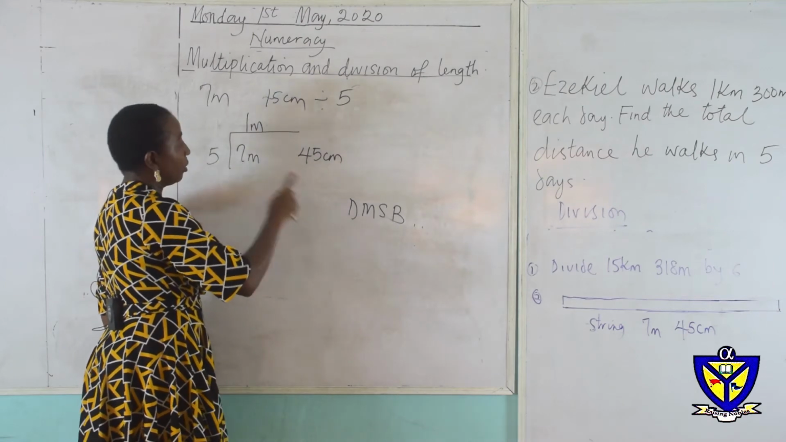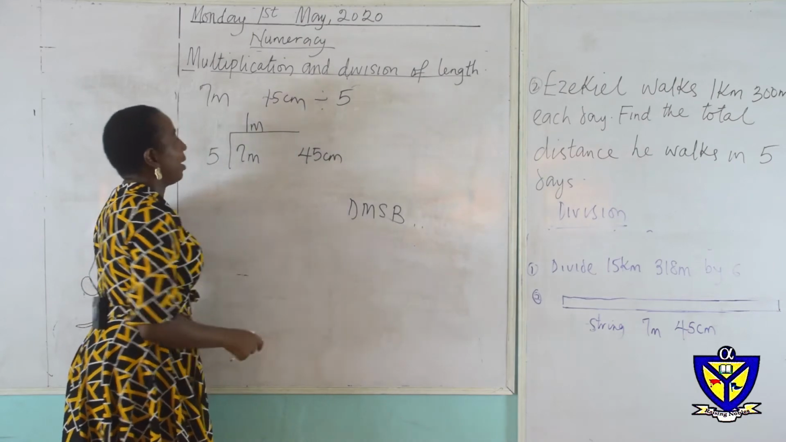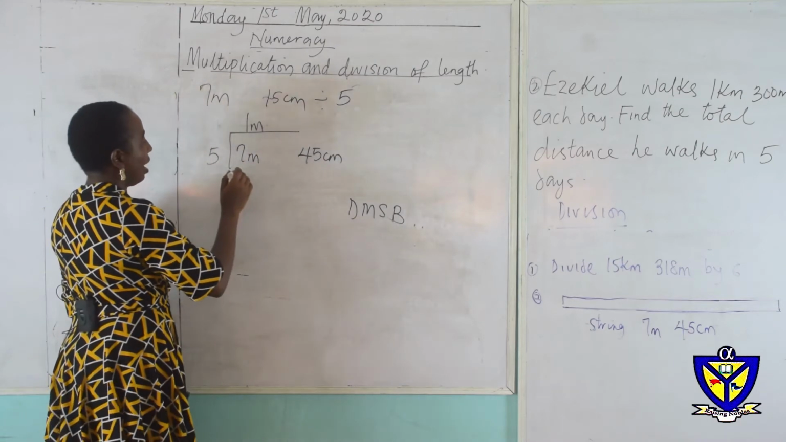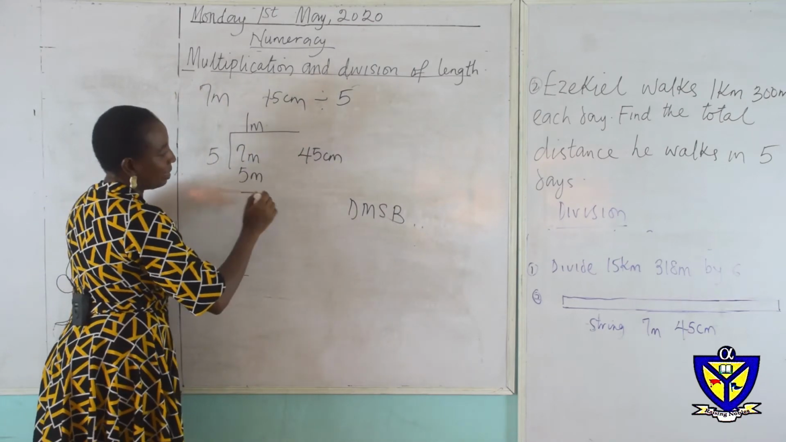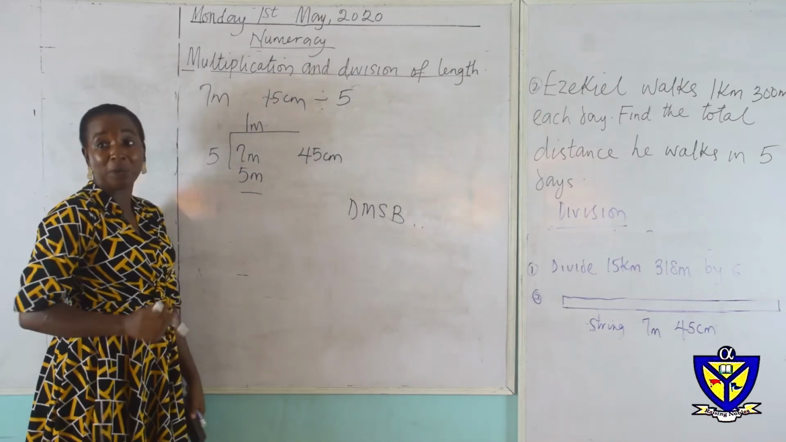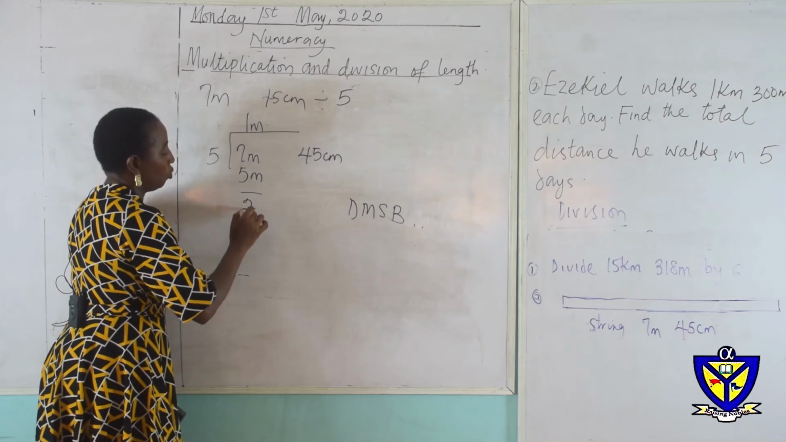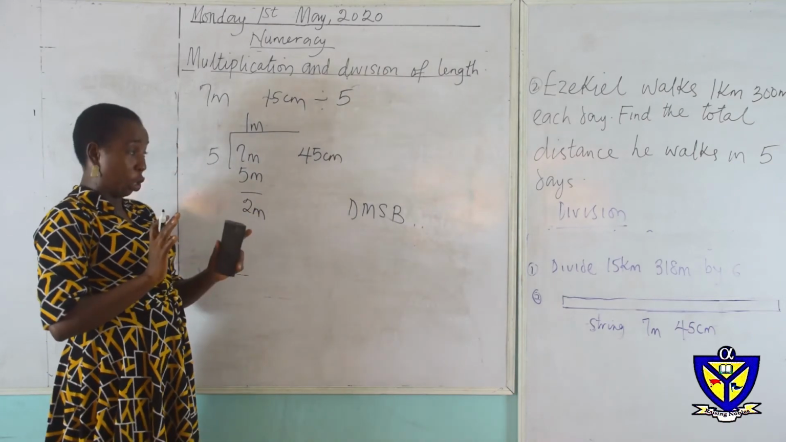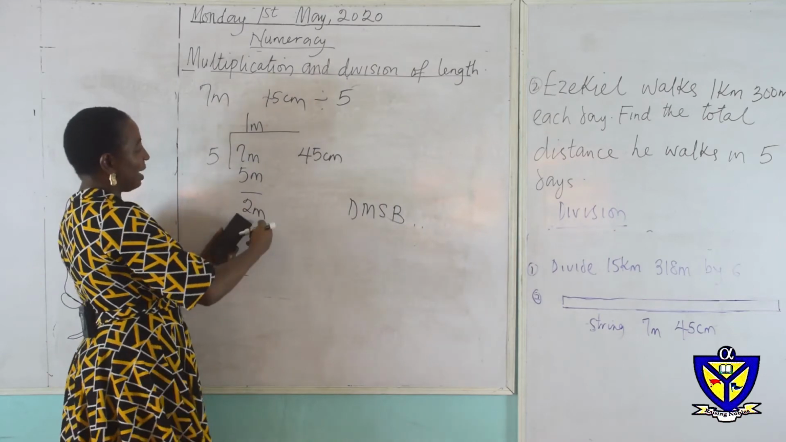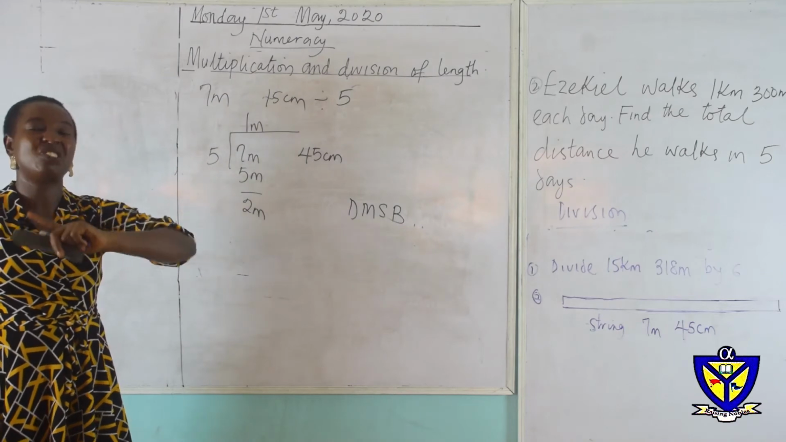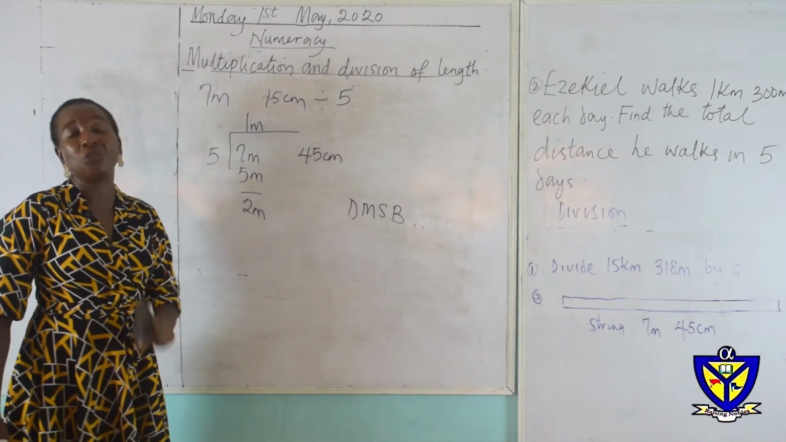The next is, you multiply. Multiply your 1 times your 5. You're going to have 5 meters. And the next is, you subtract. So take away 5 from 7. What are you going to have? Of course, you're going to have 2 meters. Do you have anything to bring down? No. What are you going to do? You transfer this meters to this centimeter. But before you do that, you need to change this meters to centimeters.